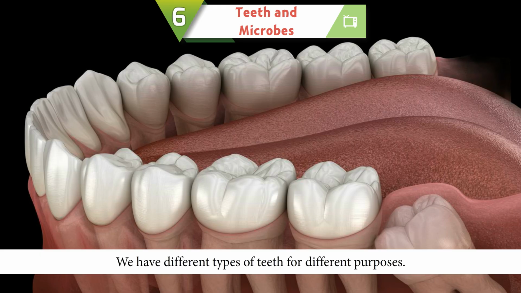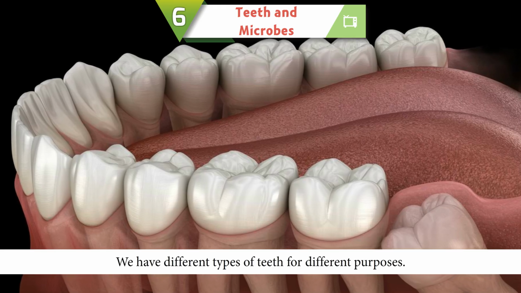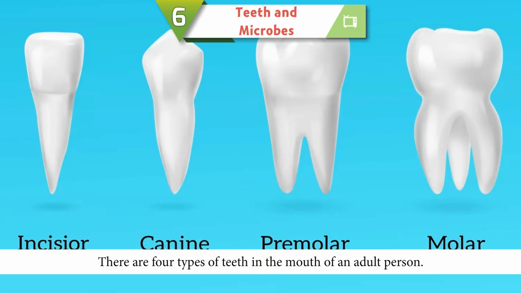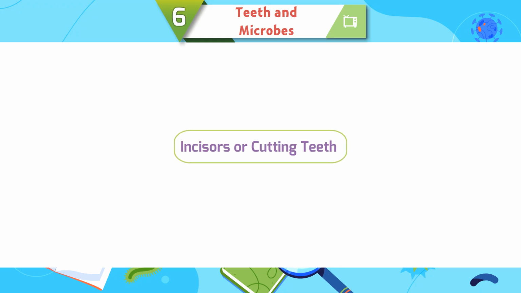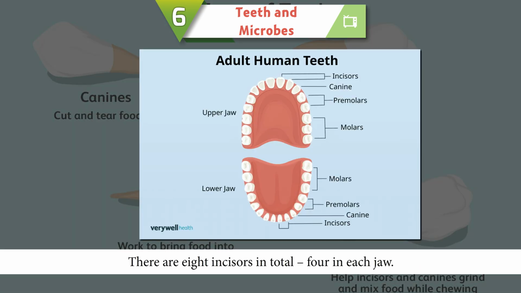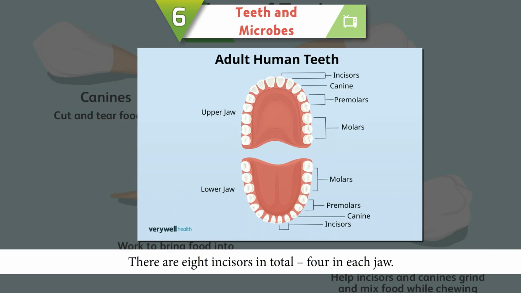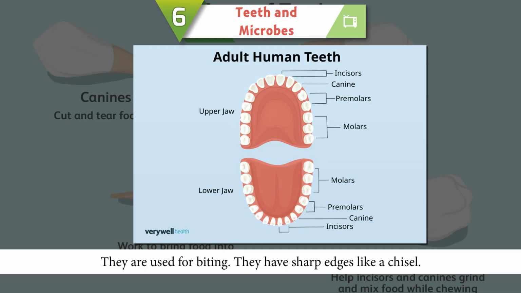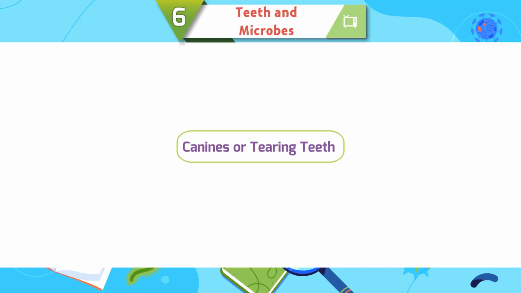Types of teeth. We have different types of teeth for different purposes. There are 4 types of teeth in the mouth of an adult person. Incisors or cutting teeth. There are 8 incisors in total, 4 in each jaw. They are used for biting. They have sharp edges like a chisel.